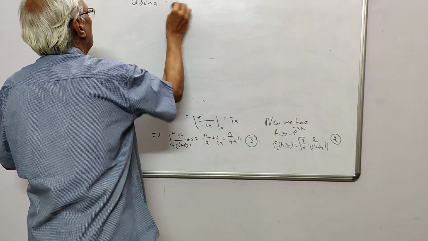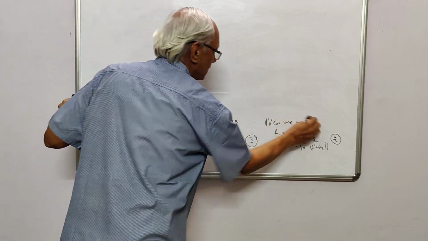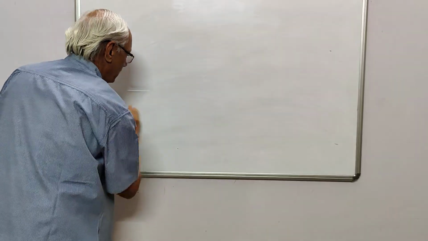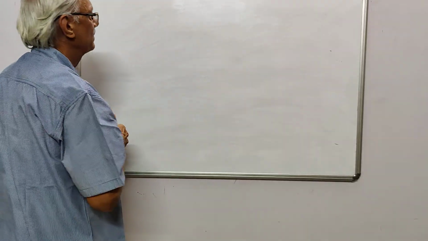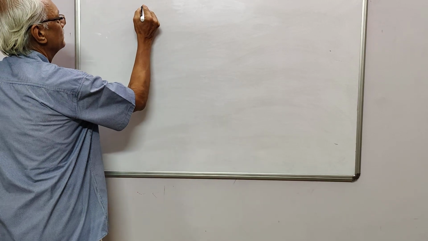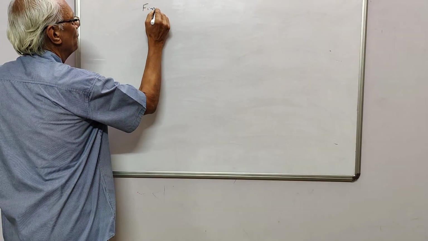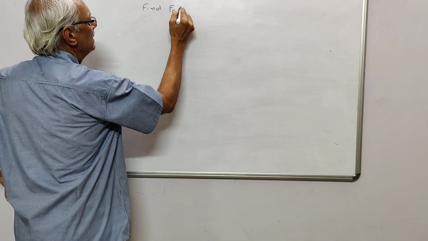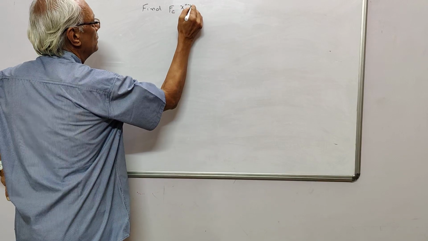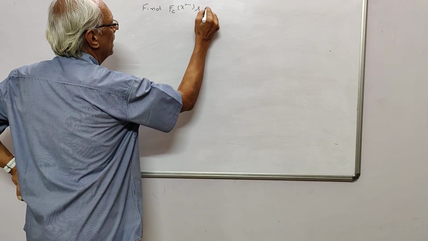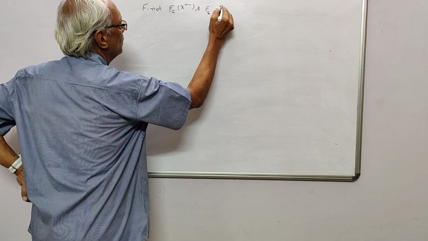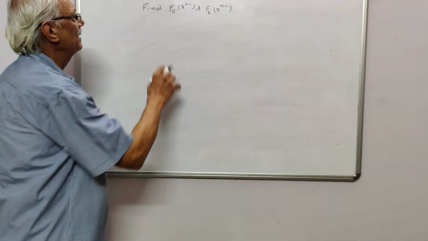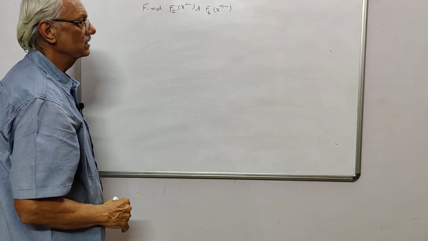Here you see that you are asked to find the Fourier cosine transform of x to the power of n minus 1, and Fs of x to the power of n minus 1. You are asked to find the value of these two functions.